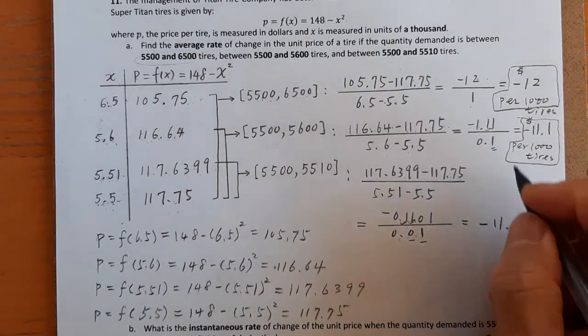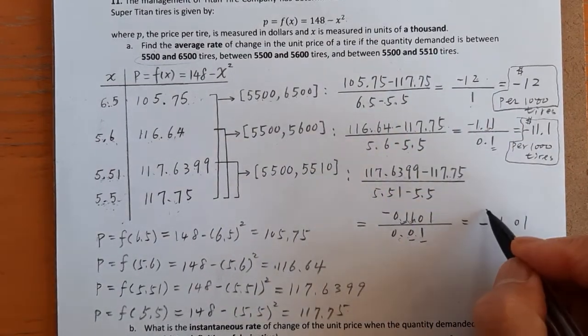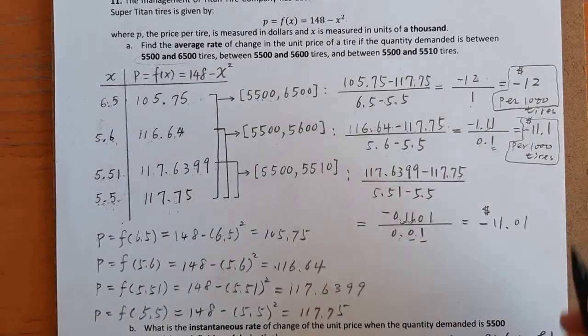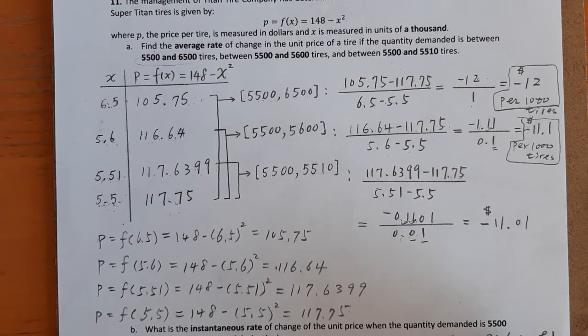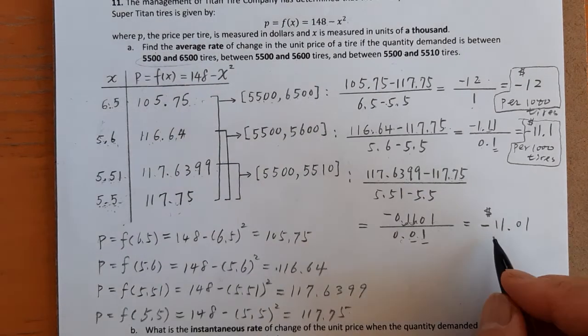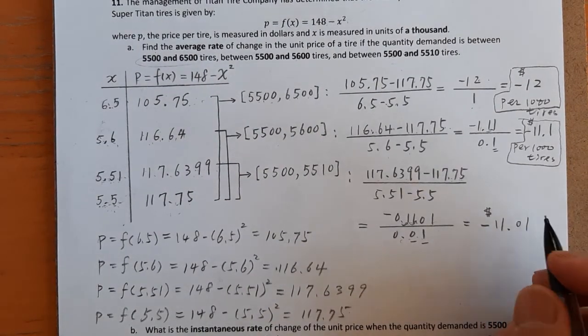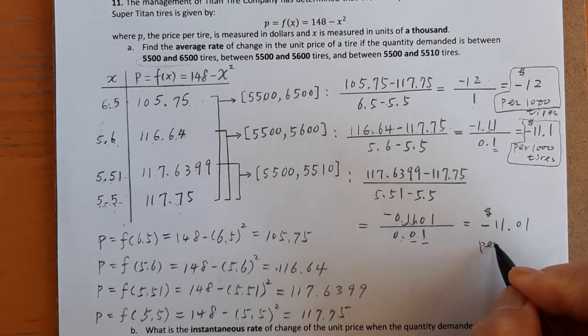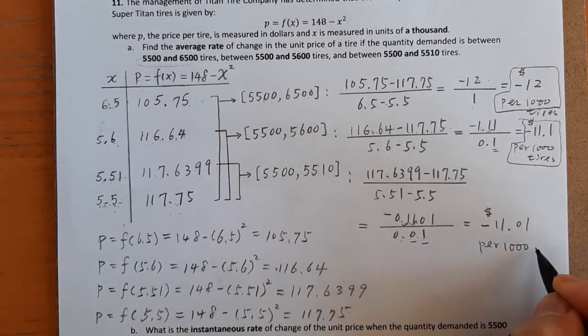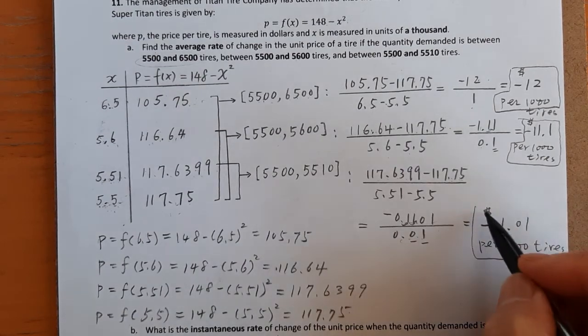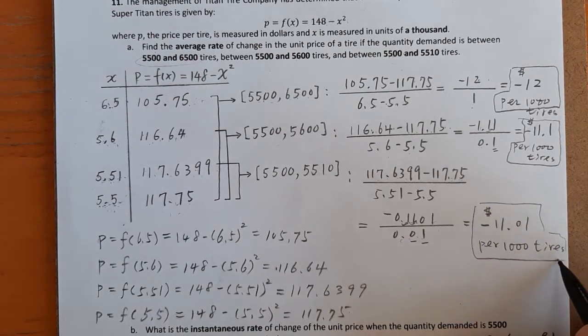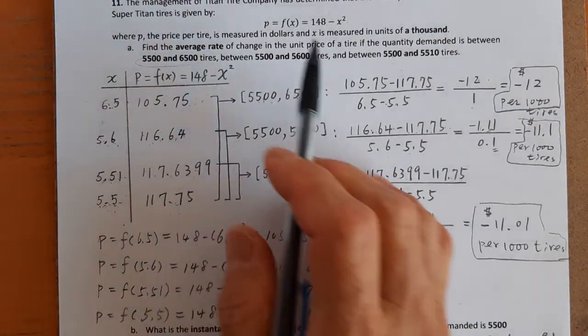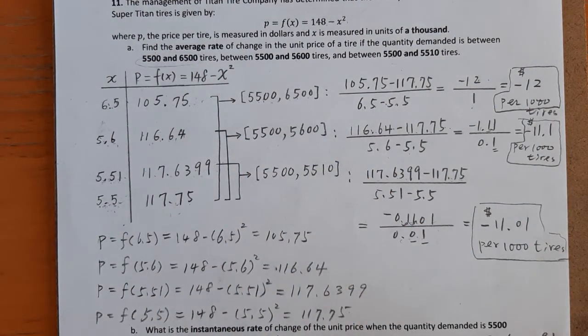And in this interval, the price is a decrease by $11.01 per 1,000 tires. Now that's what we call average rate of change.